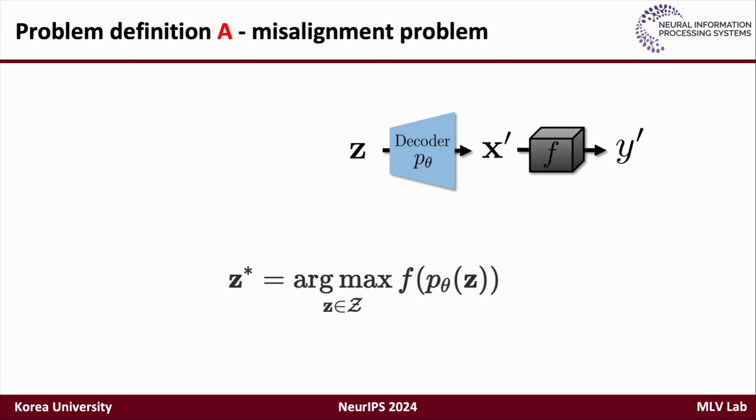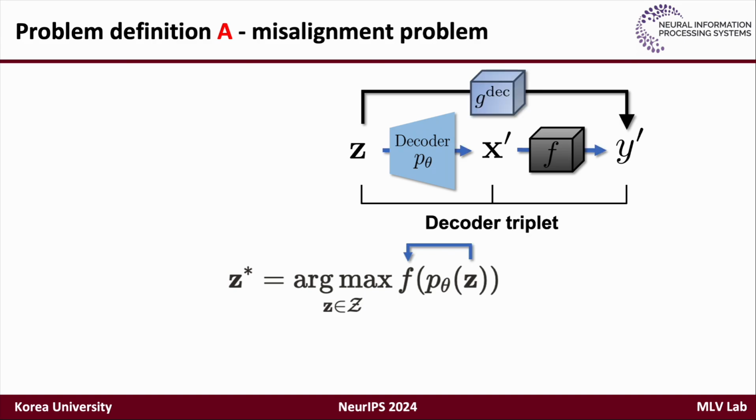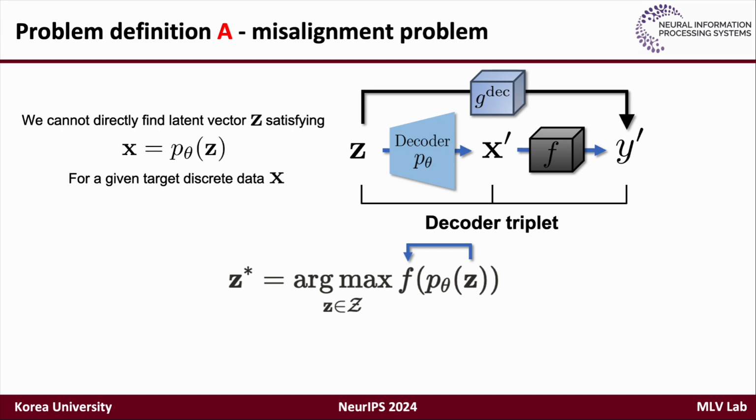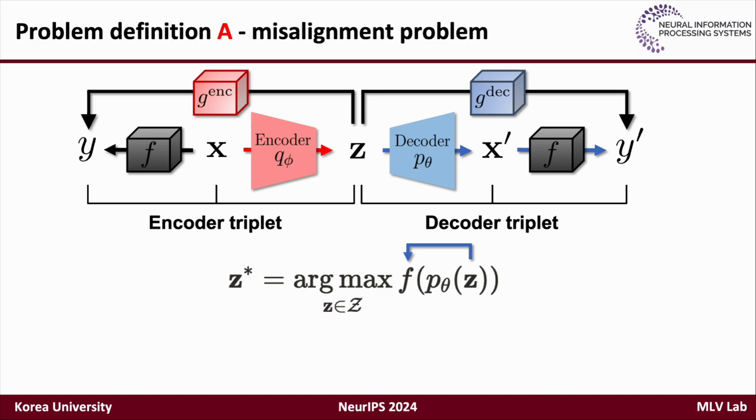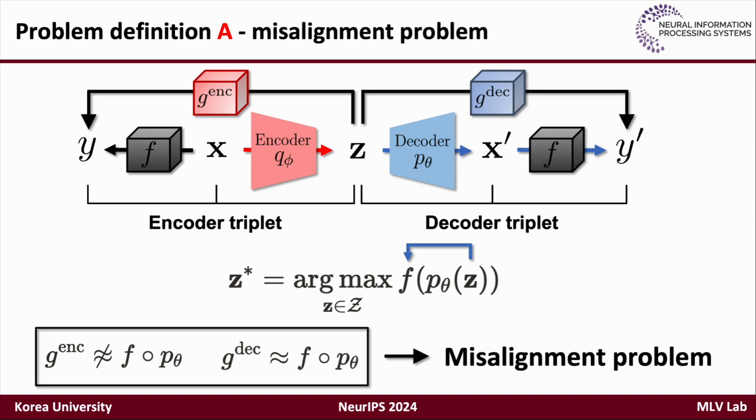First one is a misalignment problem. Since the objective function in LBO is the composite function of the black box function f and decoder p zeta, the surrogate model should learn the relationship between this decoder triplet. However, we cannot directly find the latent vector z that can generate given target discrete data x. Instead, most prior LBO employed a surrogate model trained with this encoder triplet. The surrogate model trained with an encoder triplet fails to estimate the objective function correctly, resulting in suboptimal outcomes. We name this the misalignment problem.